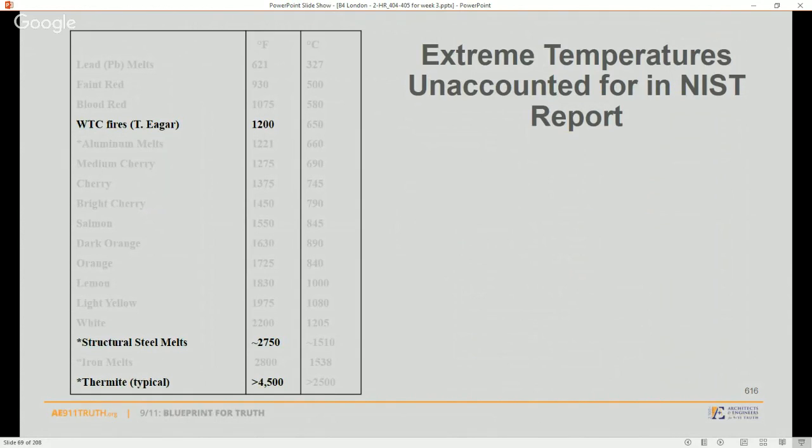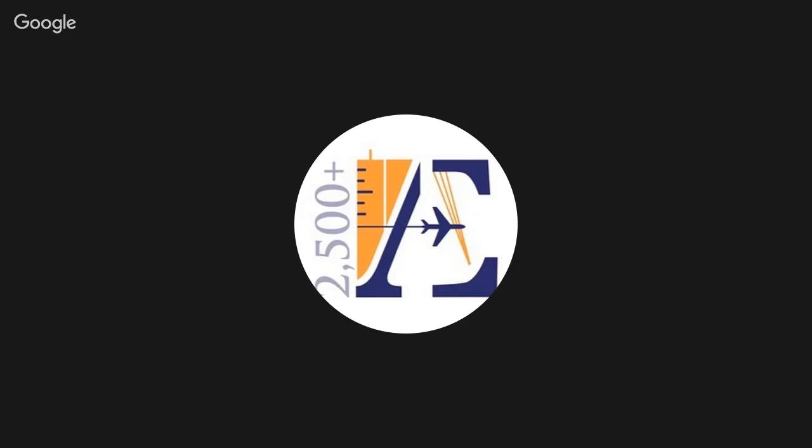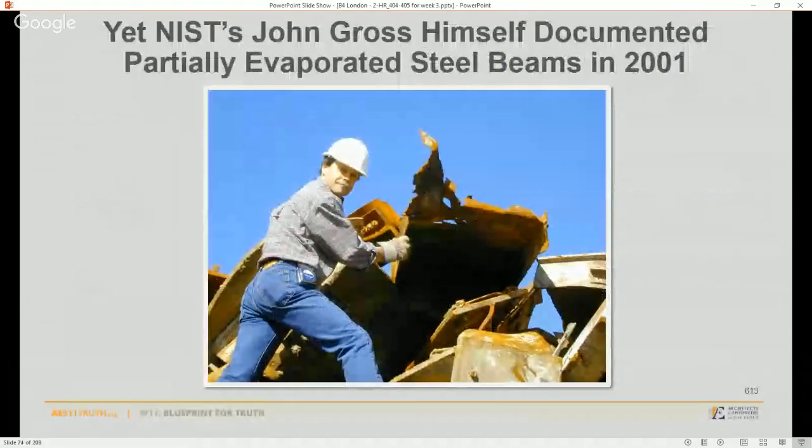We're going to look at thermite. Jet fuel burning in open air can only produce temperatures up to about 1,500 degrees, but certainly steel melted during this event. So what caused this steel or iron to melt? Here's John Gross on the pile of this disaster, cutting out the very piece of steel used to document the Swiss cheese appearance of this steel, and yet he's denying all over the evidence. Well, let's look.